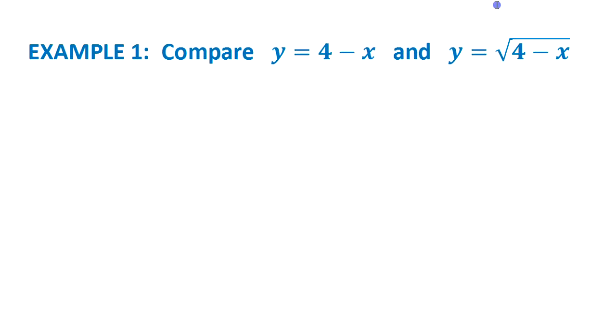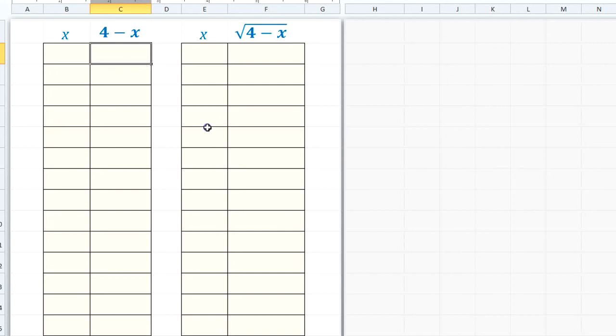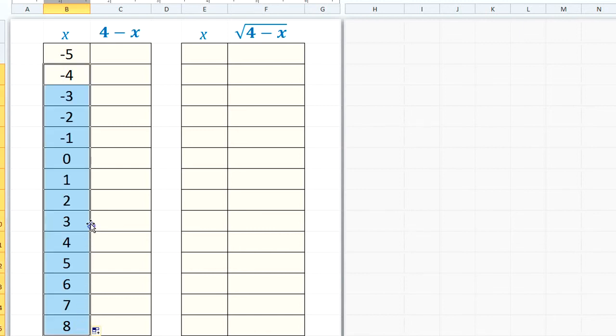All right, so we're going to look at these two here: the function y equals 4 minus x, and compare that to y equals the square root of 4 minus x. For the table of values, I'm going to use Excel, which I will flip over to here. So we've got those two functions up here. We're going to start at, say, -5, and then for the next one we're going to say equals that plus 1, so that I don't have to keep entering it. Continue that table down there.